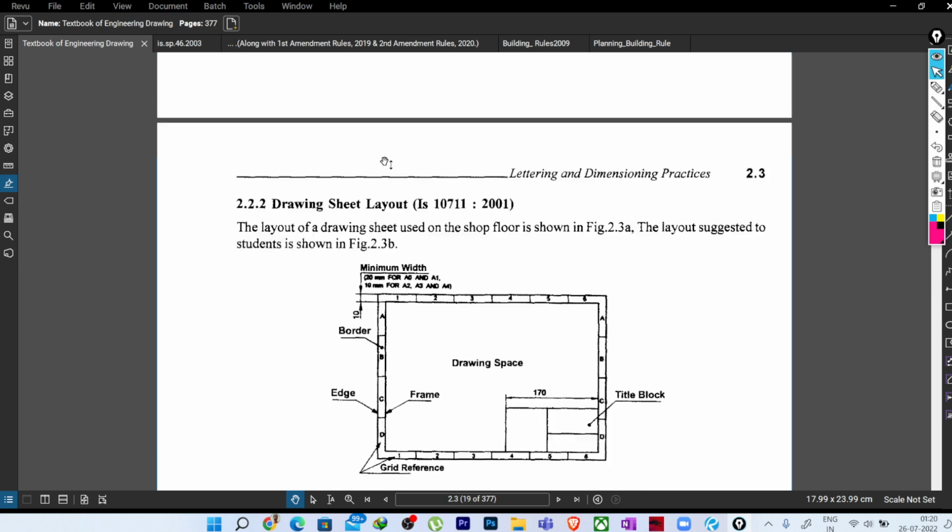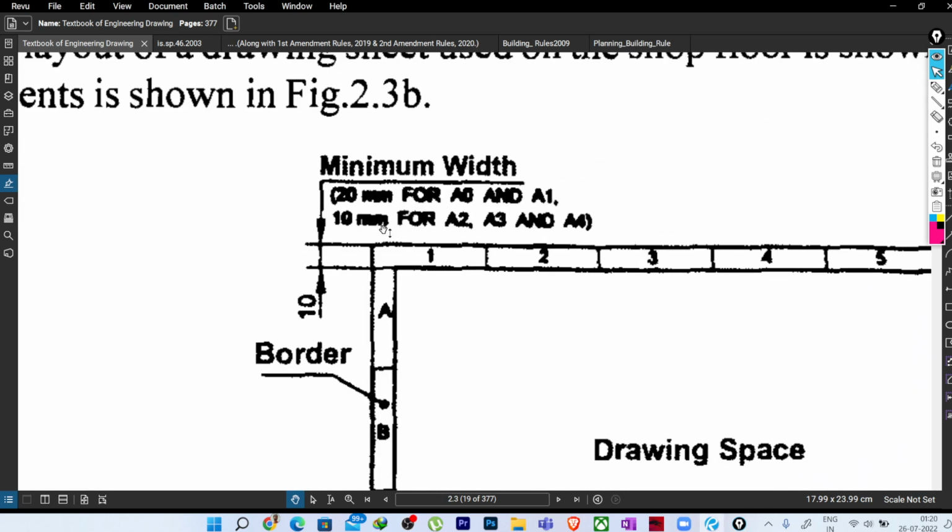You can see here, it is actually given as 20 mm for A0 and A1. If the paper size is very big, A0 and A1, you can leave 20 mm. In the language of software, this is called bleed or trim size. Here it is the offset. So this offset will be 20 mm in case of A0 and A1 paper, and in case of A2, A3 and A4 paper, it can be considered as 10 mm. Inside this box we will be putting all the drawings that are required.